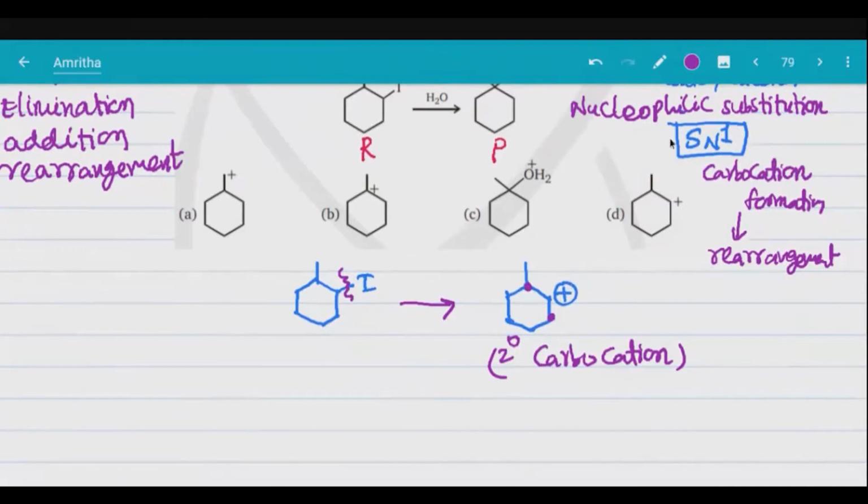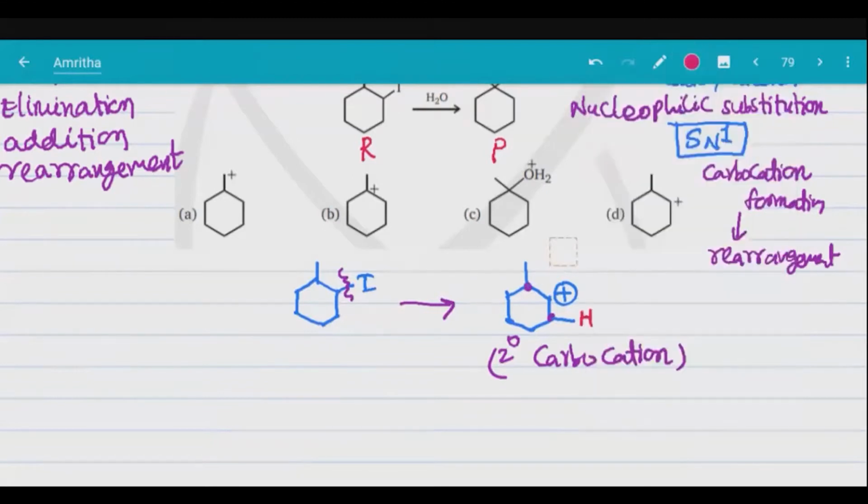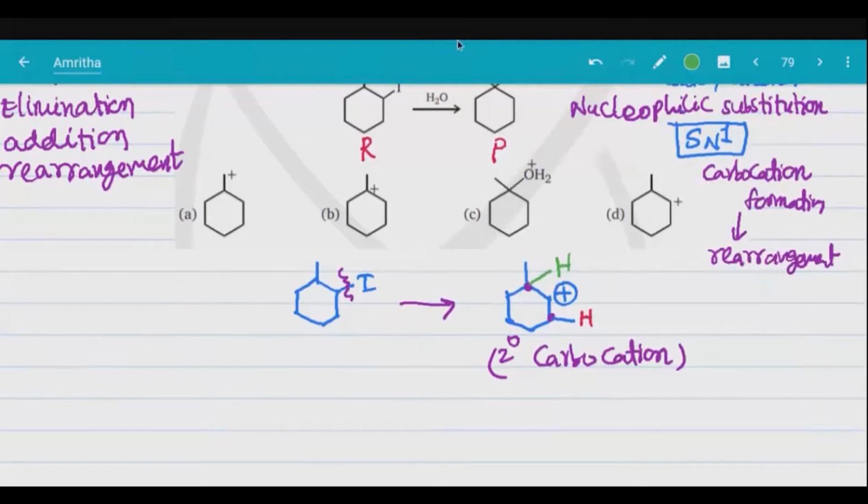Now what I'll do is shift one of the hydrides adjacent to this. There are two hydrogens here, and there is also a hydrogen here. Let us change the color. Let us say this is green and this is red. Which one should I shift? Because any hydride I can shift, no? Always any system moves in a direction to get stability. So which hydrogen should I shift, the green one or the red one?